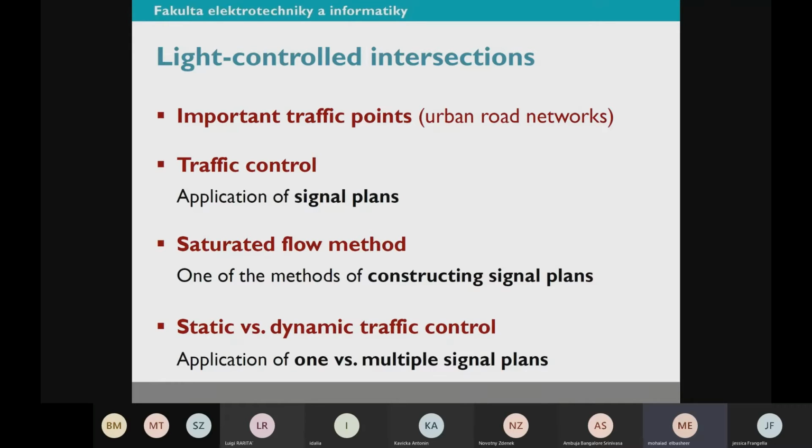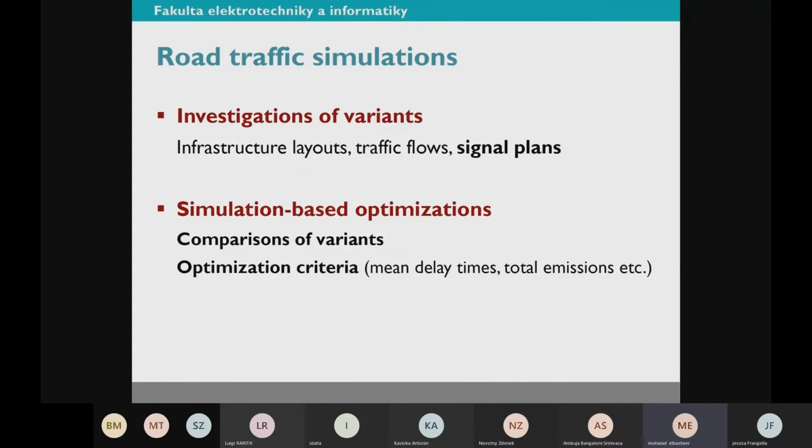Light control intersections can apply static or dynamic traffic control. Static control means that we have just one signal plan, which is applied to traffic control. However, dynamic traffic control expects switching between several signal plans, reflecting the current intensities.